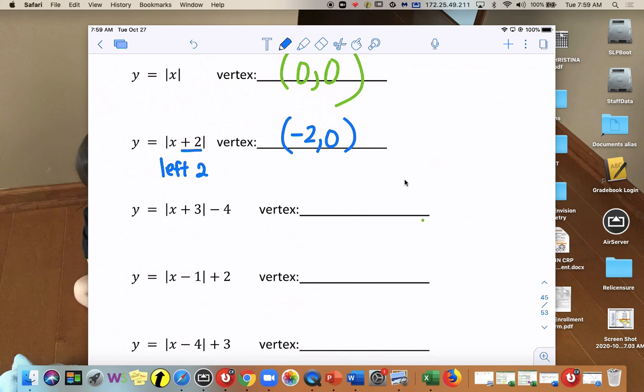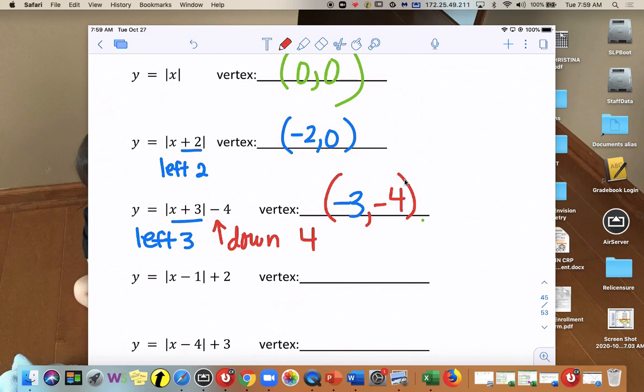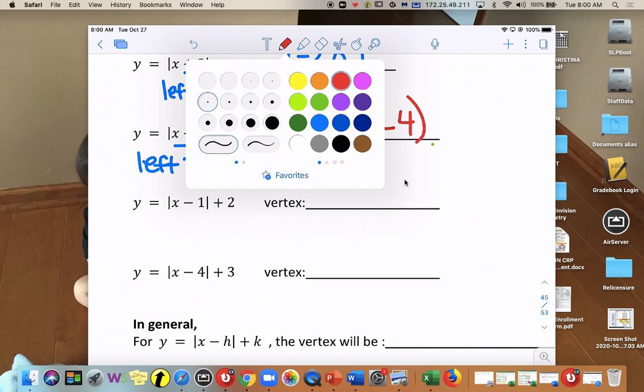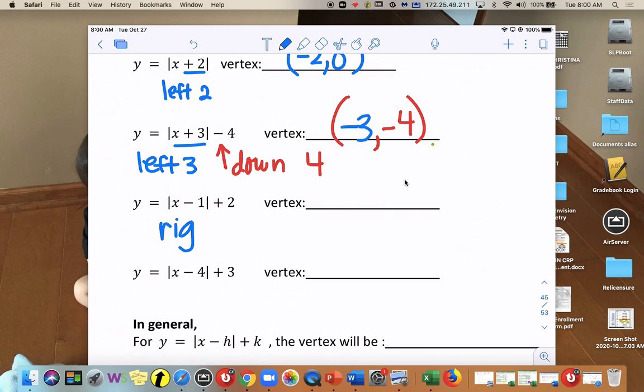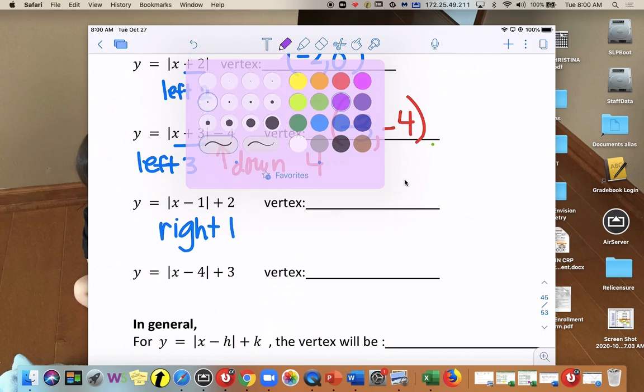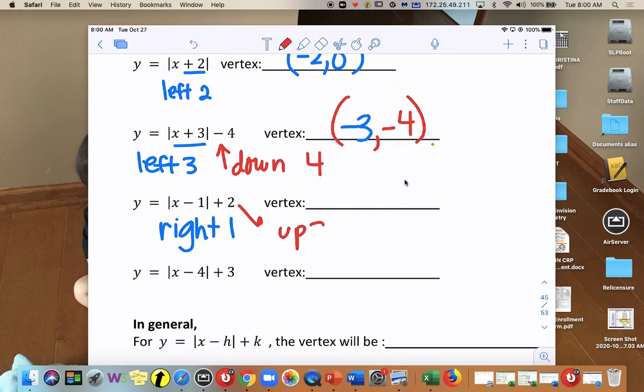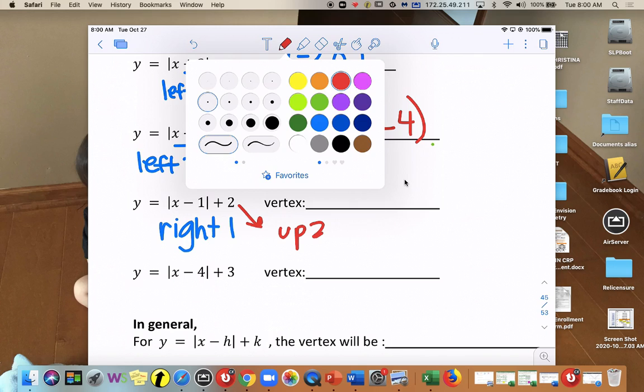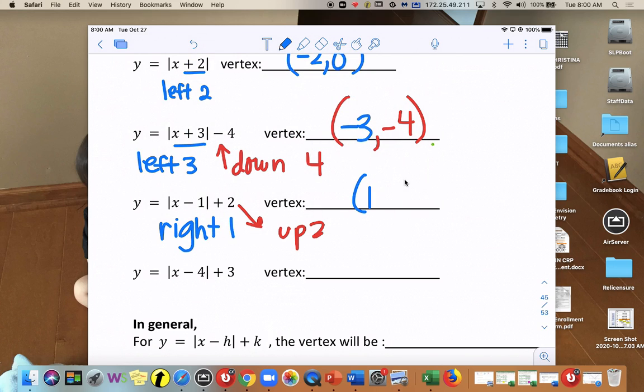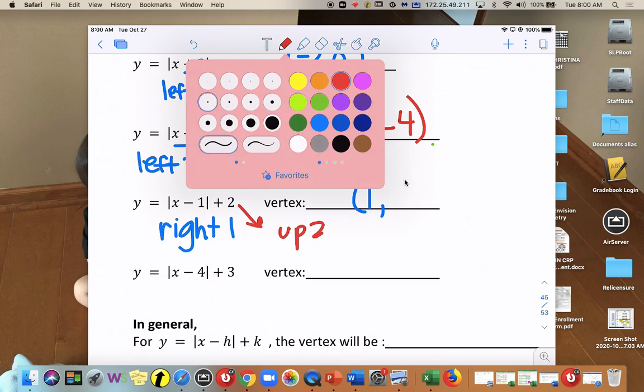All right, this graph does shift left 3, down 4. So our vertex would be -3, -4. Our next function, this graph shifts to the right 1 and up 2. And so our new vertex would be right 1 would be +1, up 2 would be +2.